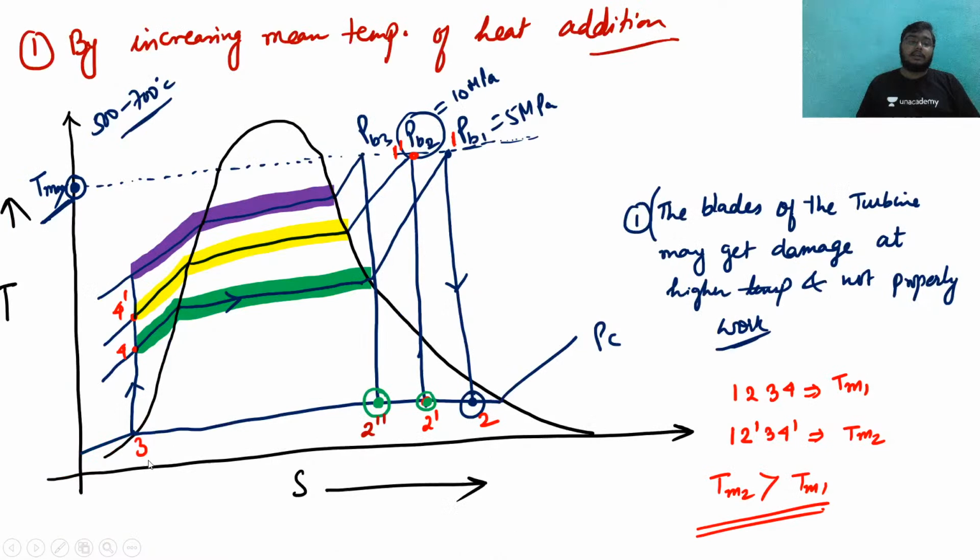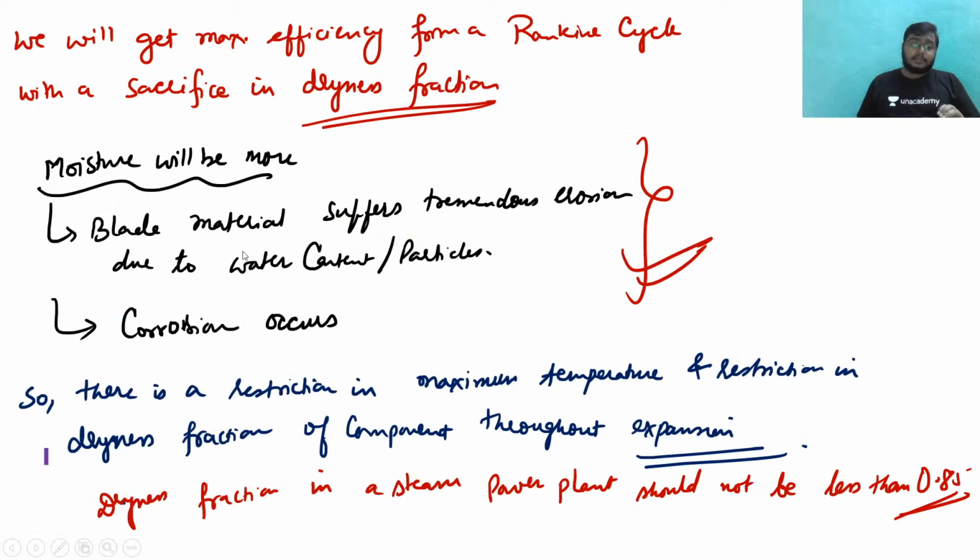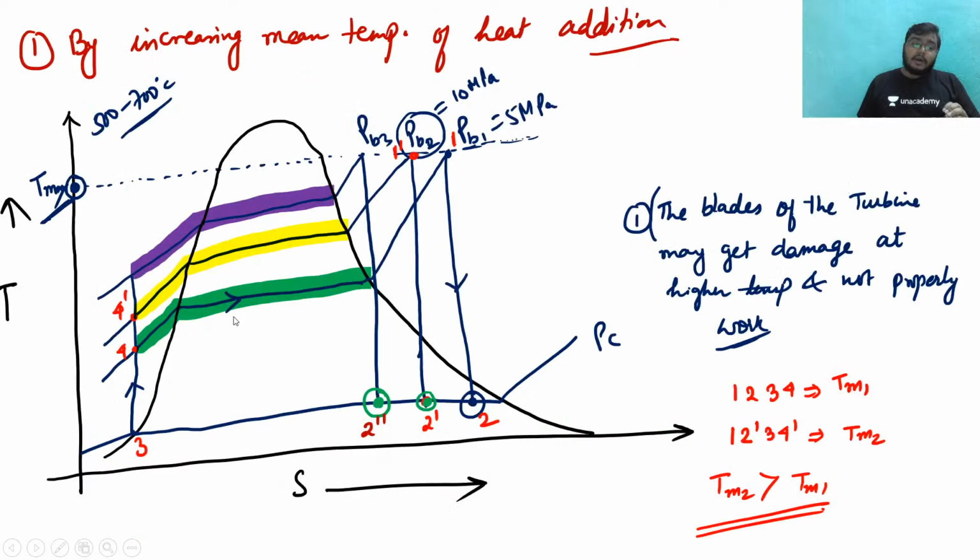Next thing we have seen: when I increase the boiler pressure, the problem is that the dryness fraction becomes very much less. And if the dryness fraction is less, the blade material will suffer tremendous erosion and corrosion will occur. And we have already fixed the maximum temperature, because the blades of the turbine will get damaged at that maximum temperature.